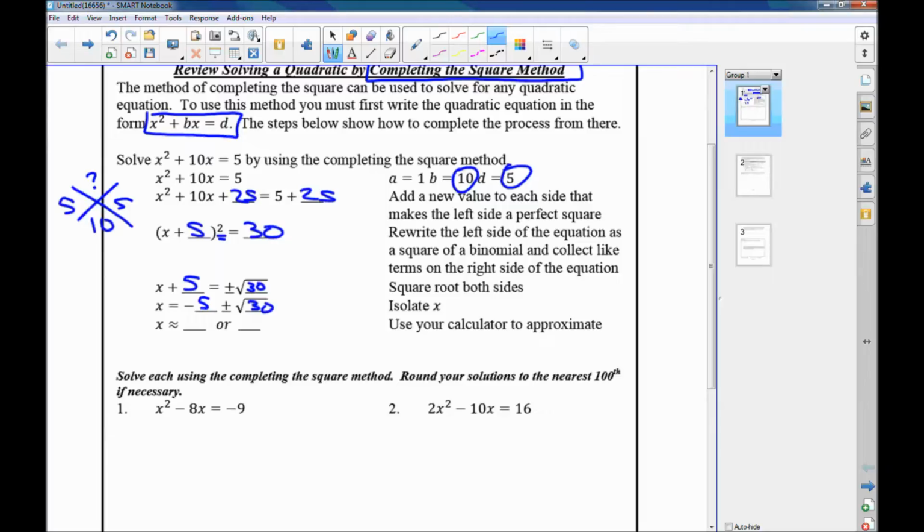Okay. So then we pull out a calculator and we type in our answers. So negative 5 plus root 30. I got 0.477, and that is, of course, rounded, so we'll do 0.48. And we're going to do negative 5 minus root 30. So negative 5 minus root 30 is negative 10.48. Okay. All right. You have a couple practice problems down here that you have to do yourself.